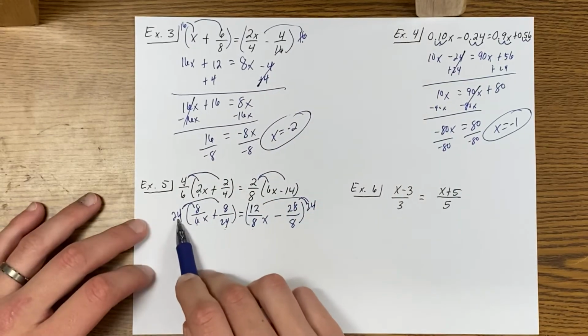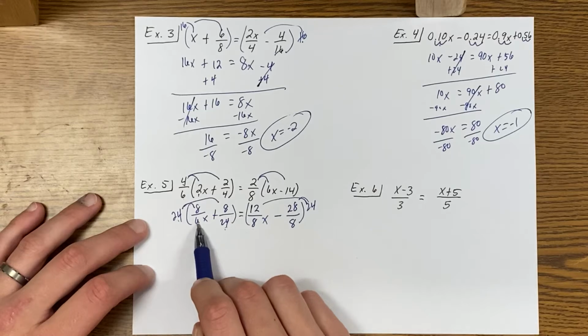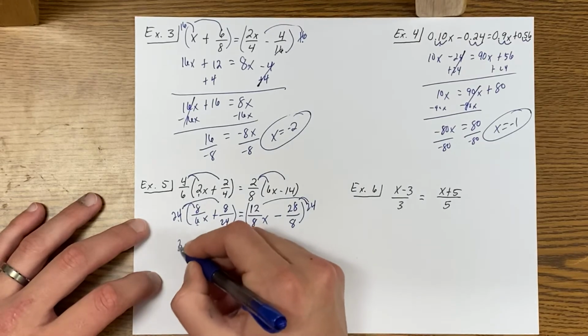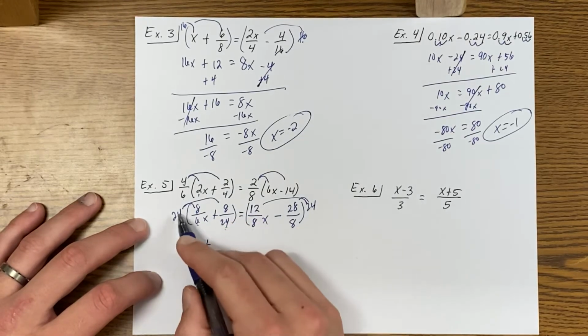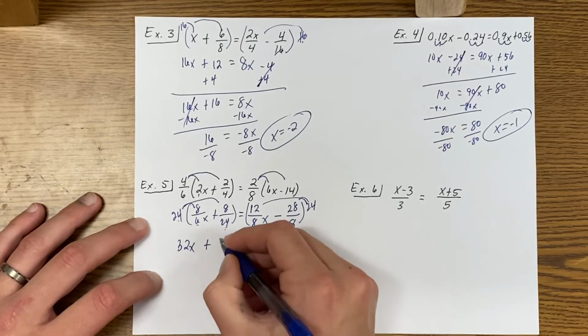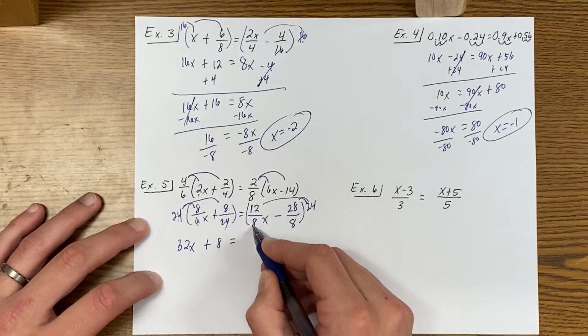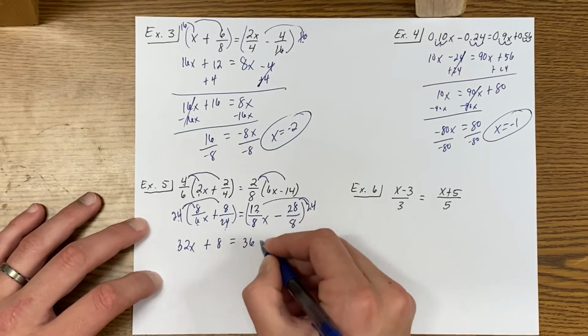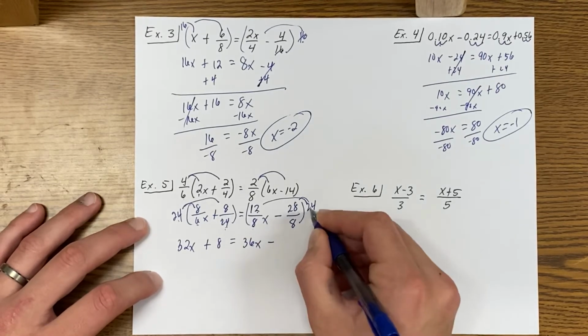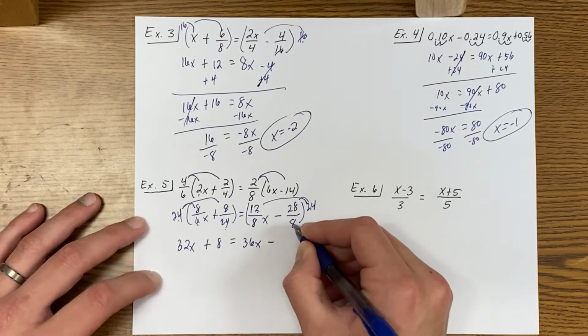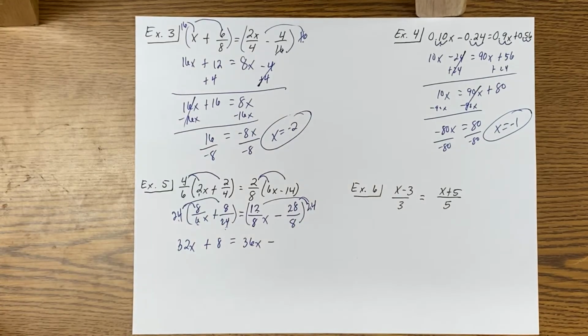So think about it this way. 24 divided by 6, 4 times 8, 32. So we have 32x plus, look at these 24s, they cancel. So that one's easy, 8. Okay, 24 divided by 8 would be 3. Times 12 gives me 36x. 24 divided by 8, 3. 3 times 28 gives me 84.